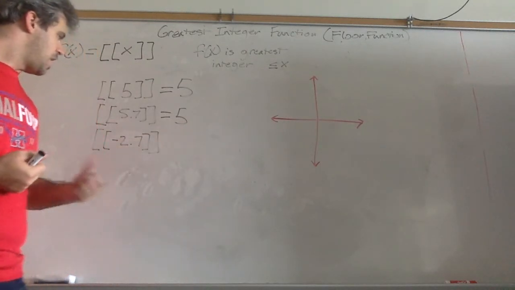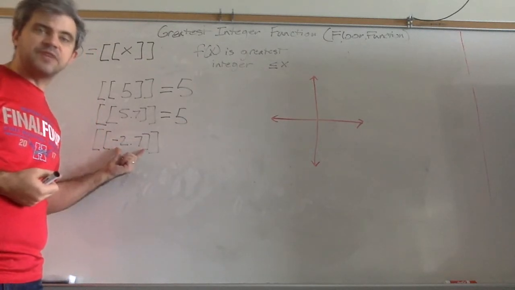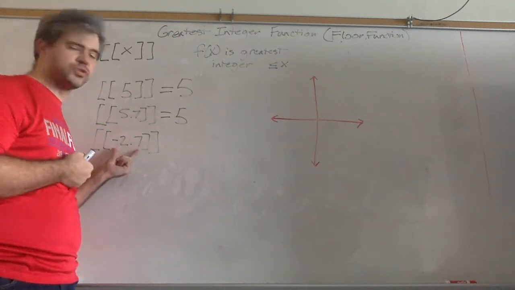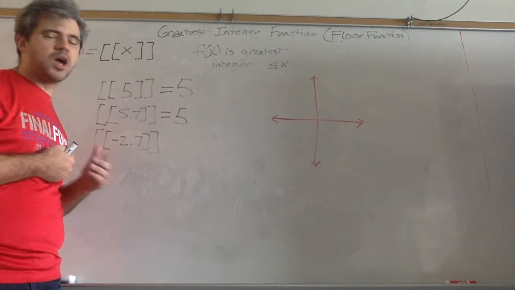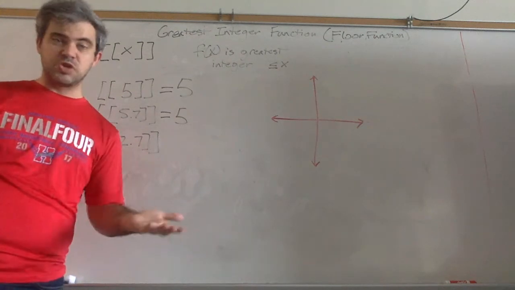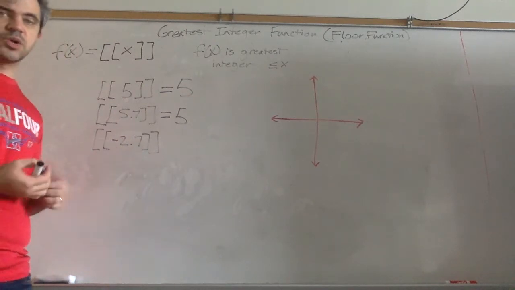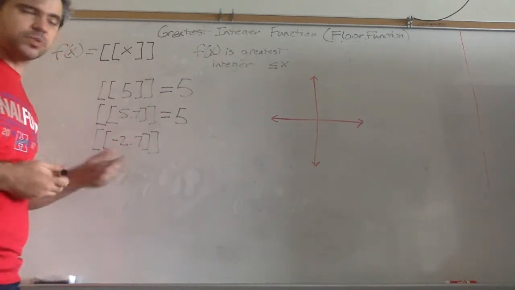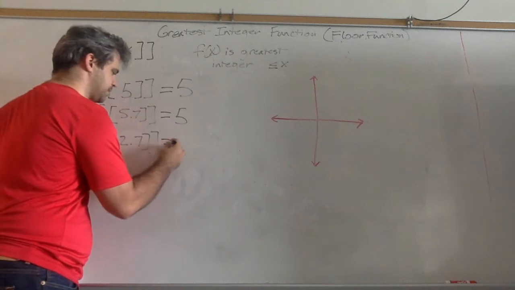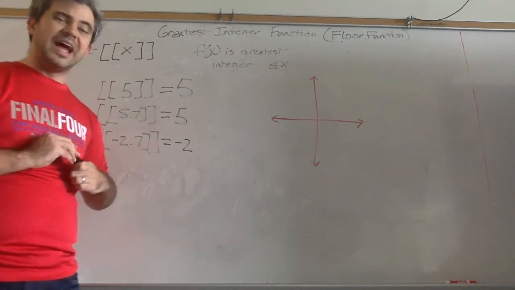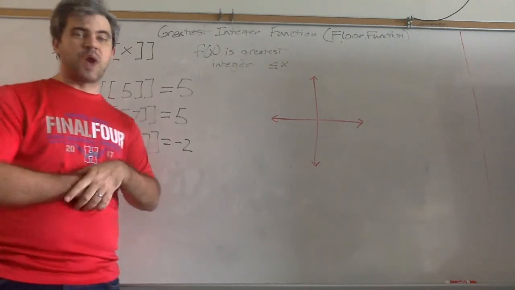Negative 2.7. What is the greatest integer that is less than or equal to negative 2.7? Well, it's not negative 2, because negative 2 is greater than this. So the greatest integer less than or equal to negative 2.7 is negative 3. All right, let's also take a quick look at how you would graph this.